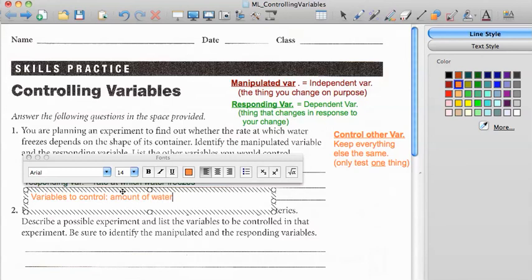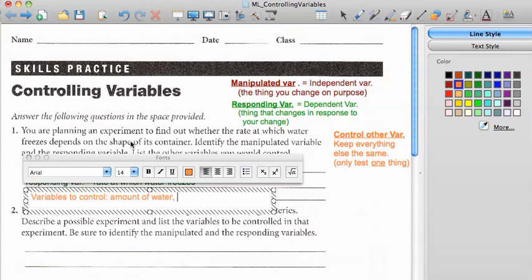Okay, it wouldn't be a fair test if in the square container we had 2 inches of water and in the round container we had 4 inches of water. It wouldn't be a fair test because you wouldn't know if it was the shape or the amount of water that was causing the change in freezing time. So what else could we control?